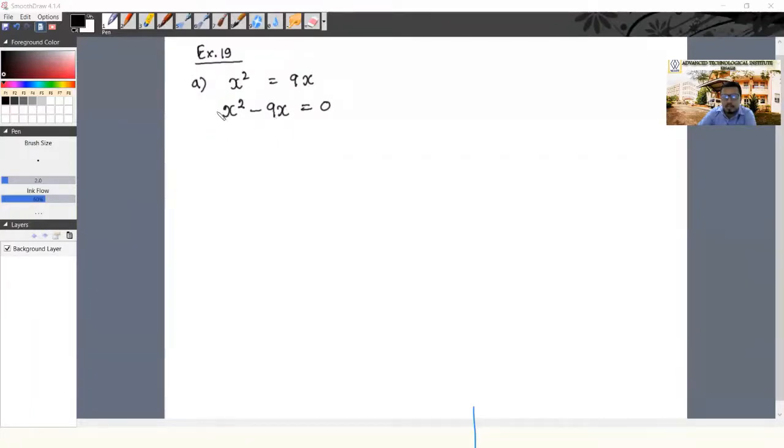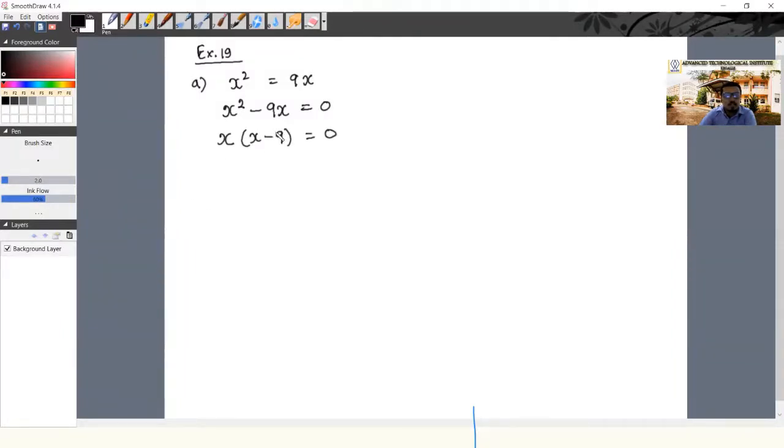What can you see here? Yes, we can see a common factor. Then what do we need to do? Common factor, we need to take it outside. The common factor is x. So within the brackets, how should it be? X minus 9 equals 0. See, we have factorized.